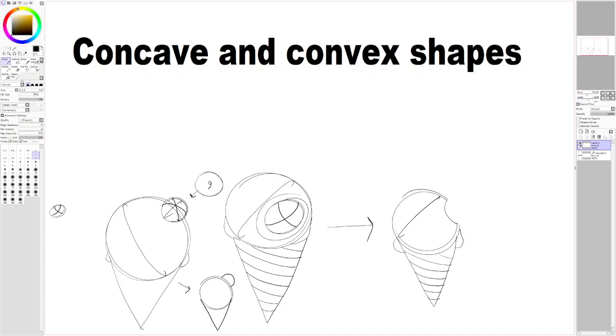But I just stuck to balls here. There are many different shapes; not everything is a ball. The thing is, contour lines go along with the surface of the thing. Not everything is going to be a ball.